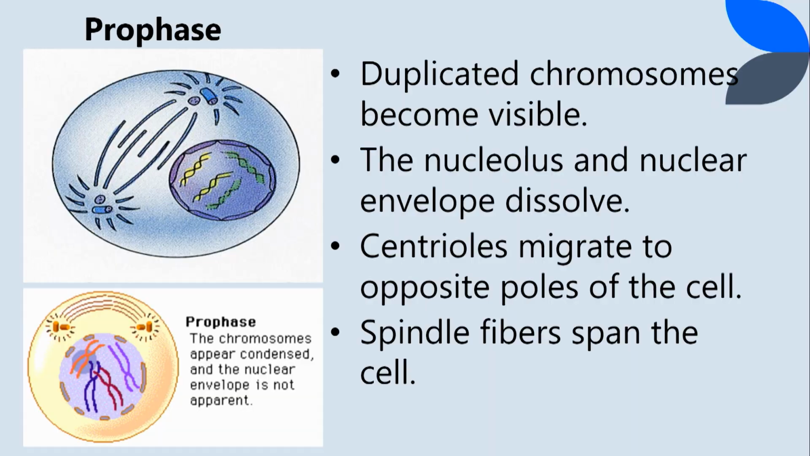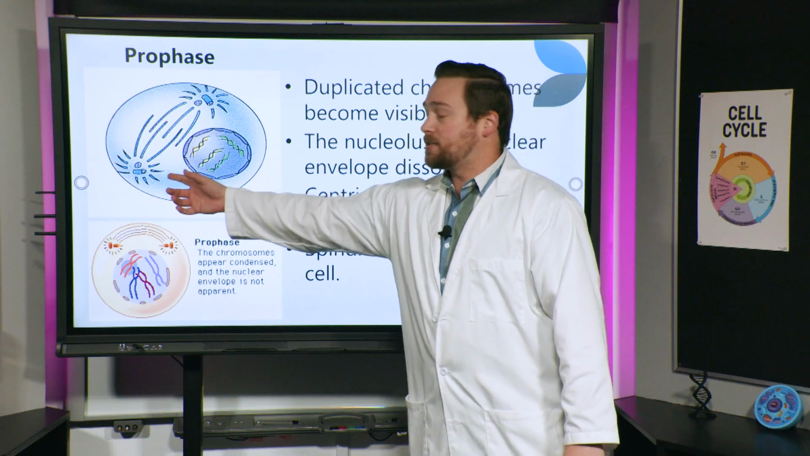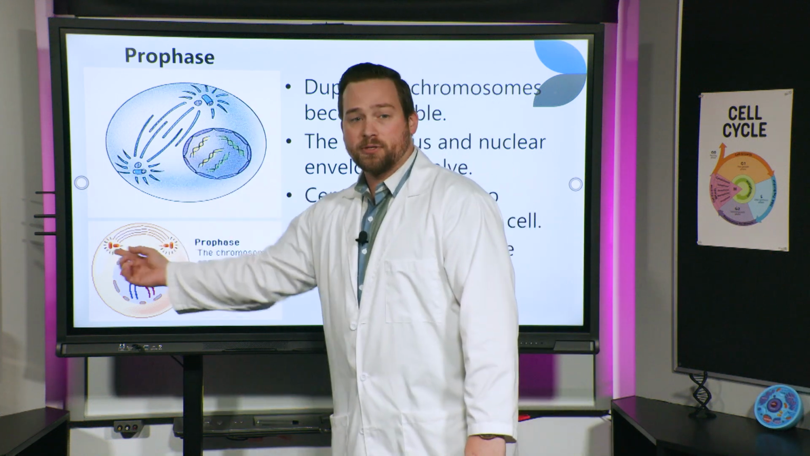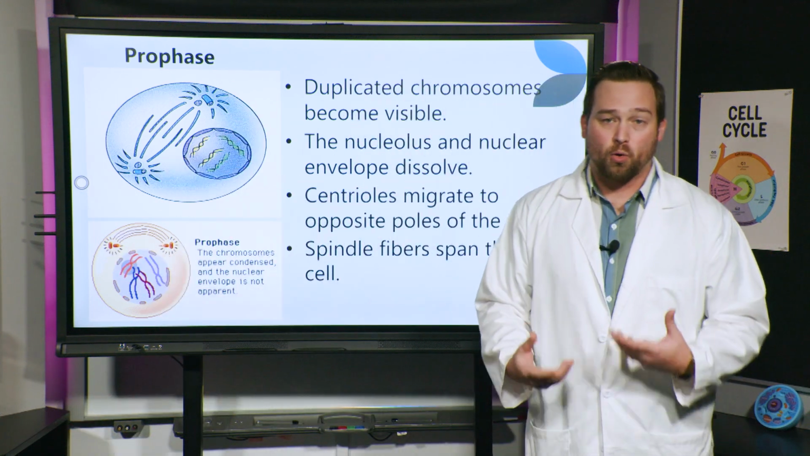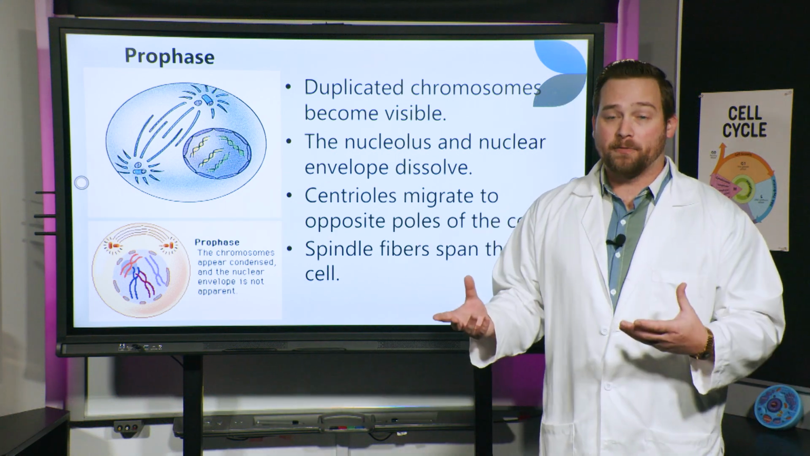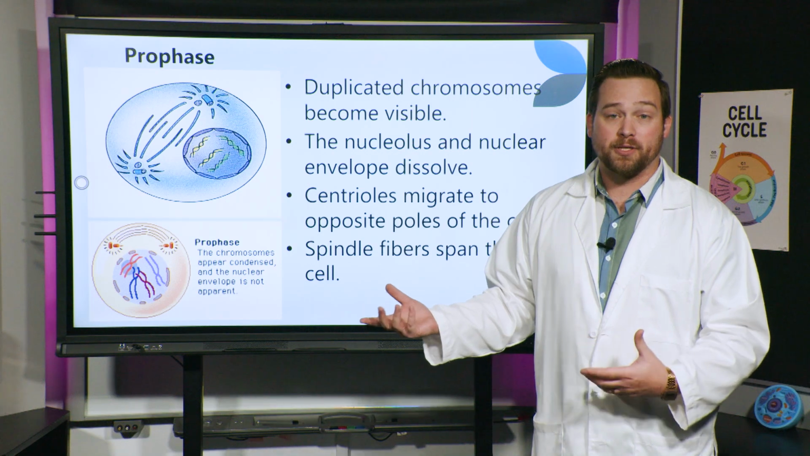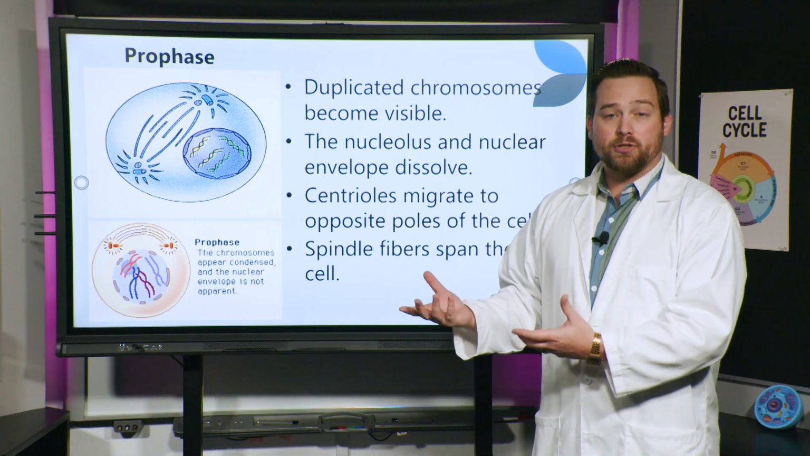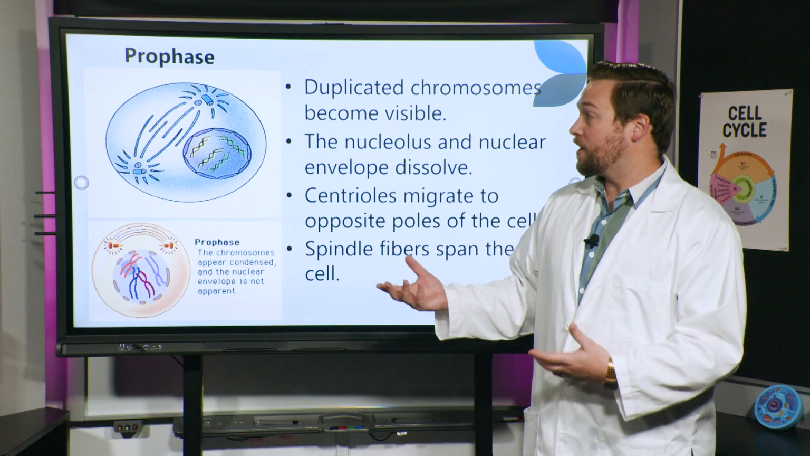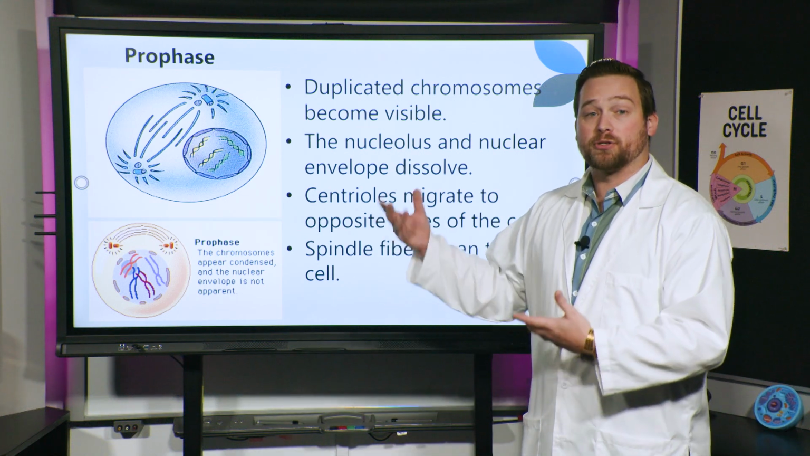Let me point these out real quick. These are centrioles, barrel-shaped organelles. A lot of the time you'll only see one of them. All through interphase, there's only one centriole in the cell. But in the G2 phase of interphase, we're preparing for mitosis, and so we make an extra centriole.